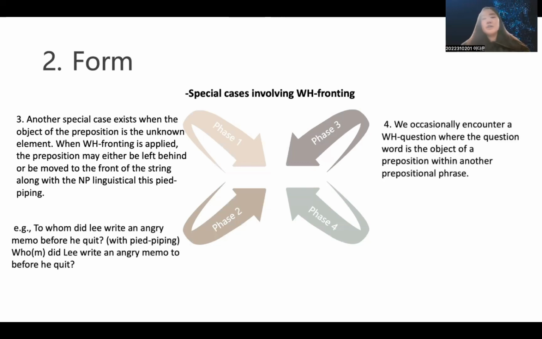Fourth, we occasionally encounter a WH question where the question word is the object of a preposition within another prepositional phrase. For example, by virtue of what authority did Lee do that?